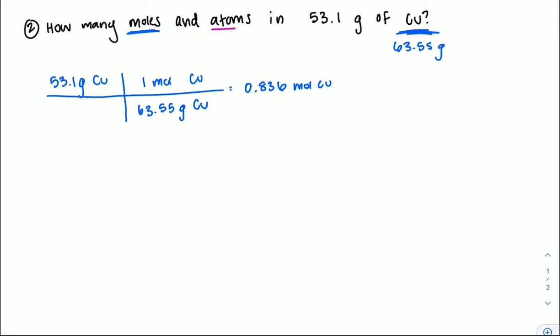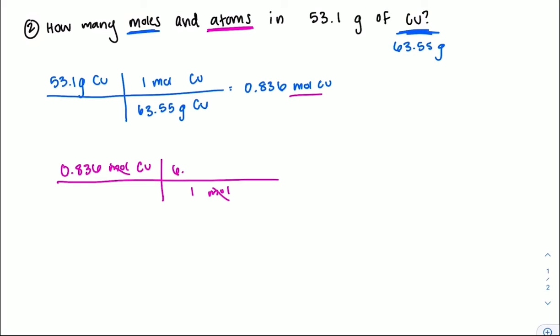Now it's asking for atoms. So you're going to take the moles, 0.836 moles of copper, and convert that into atoms. And remember, 1 mole, these cancel out, is 6.022 times 10 to the 23rd atoms, Avogadro's number. And you get 5.034 times 10 to the 23rd atoms.